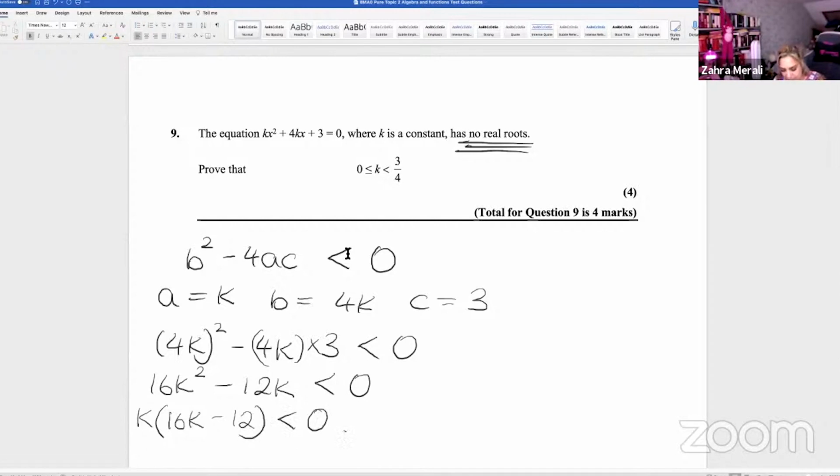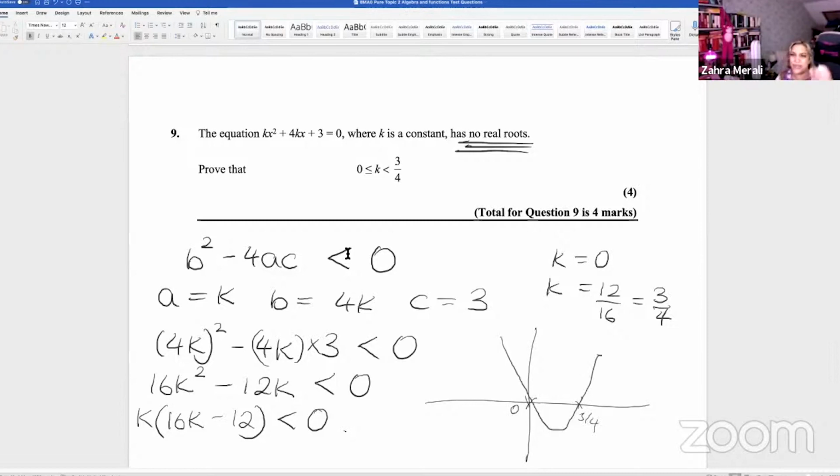So if that was equals 0, we get k equals 0 and k equals 12 over 16, which is 3 over 4. But we want one that's less than 0. When we think about that as a quadratic, that's going through there and 3/4. The place where the y's are going to be less than 0 is this bit in between. But also they've told you the answer, so you can just give the answer, right?